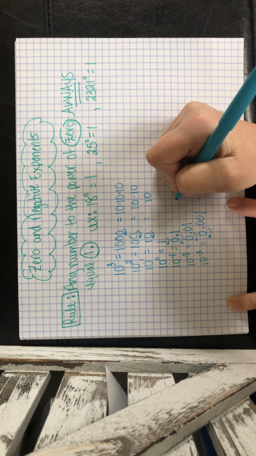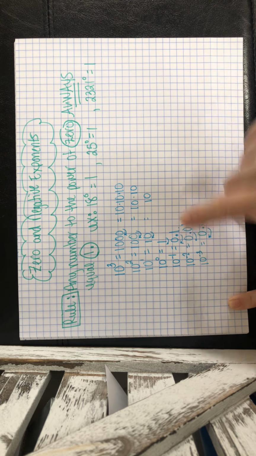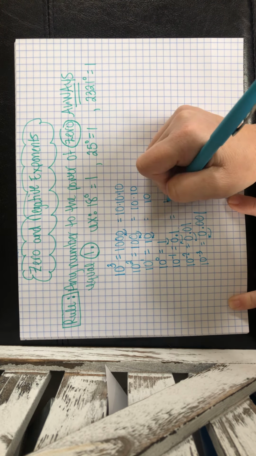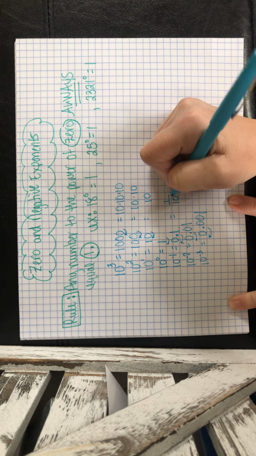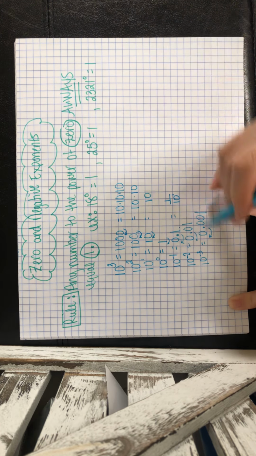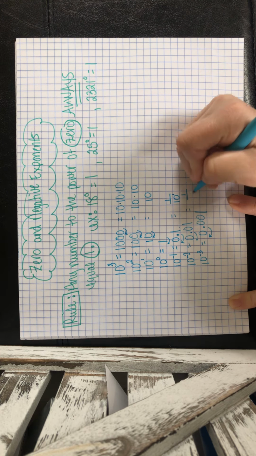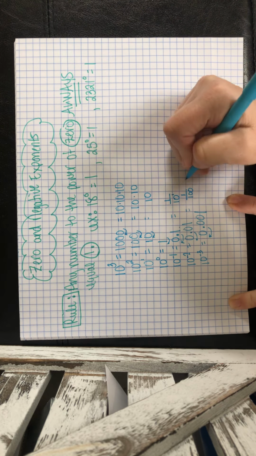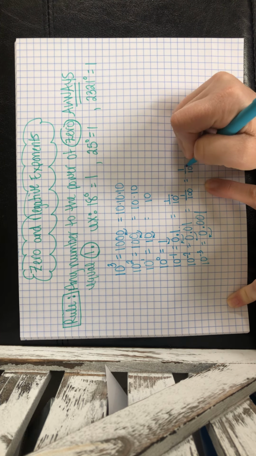Once we get down here, this decimal is 1/10. So this is equal to 1/10, or 1 over 10 to the first is how we would write that. This we say as 1/100th, which is the same as 1 over 10 to the second.